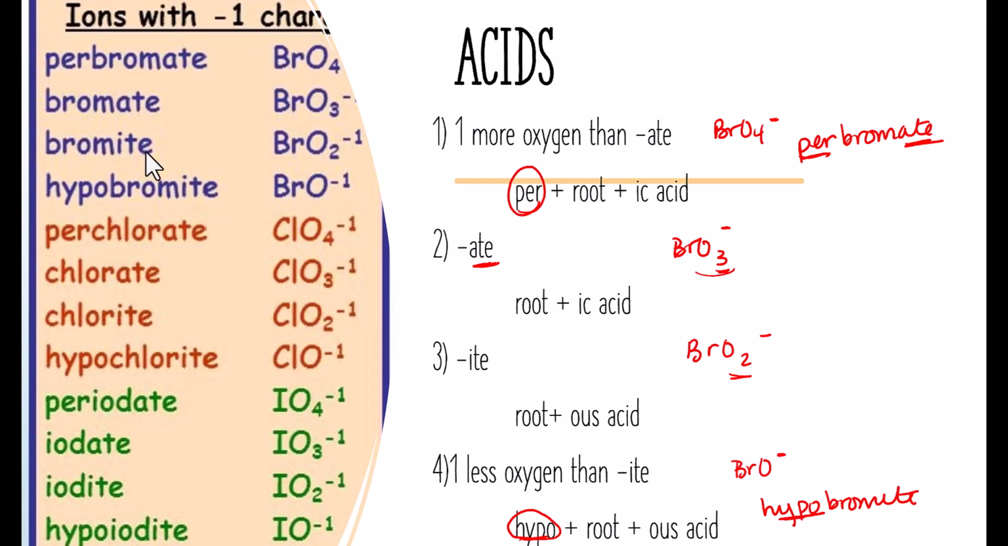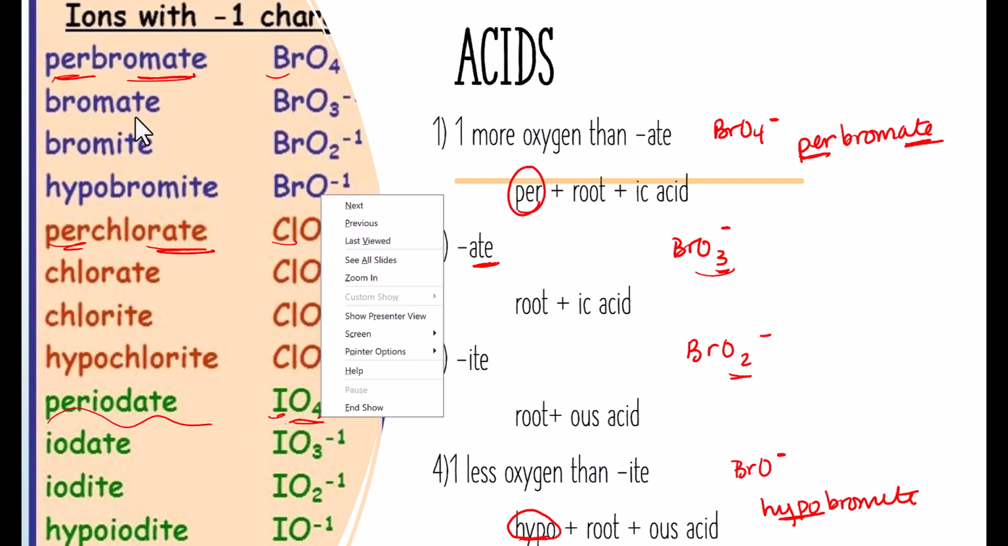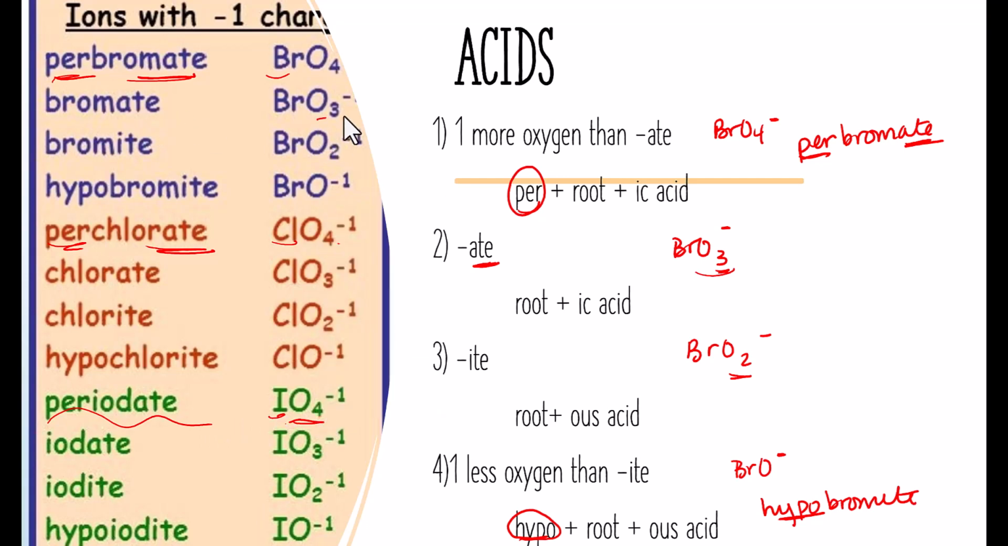It is the same format. Perbromate, perchlorate. Only thing that changed was the root, but they both have 4 oxygen. Periodate, again, it is only the root that changed, but it has 4 oxygen. If it ends in an -ate, it has 3 oxygens. If it has 1 less, 2 oxygen, it's an -ite.